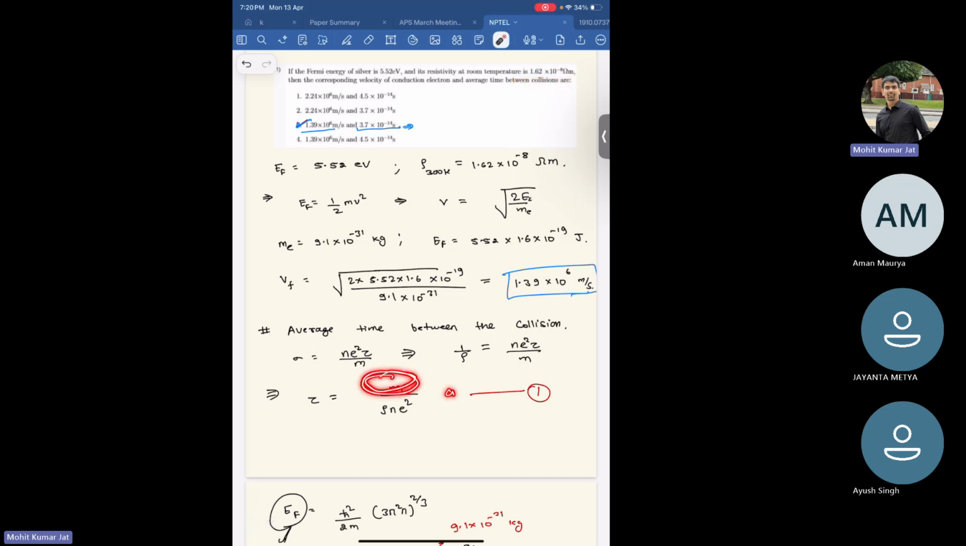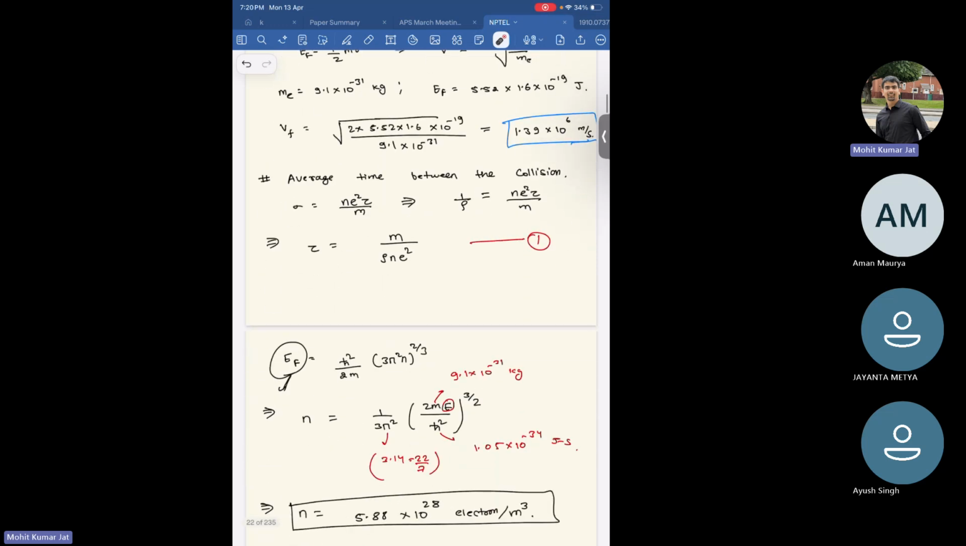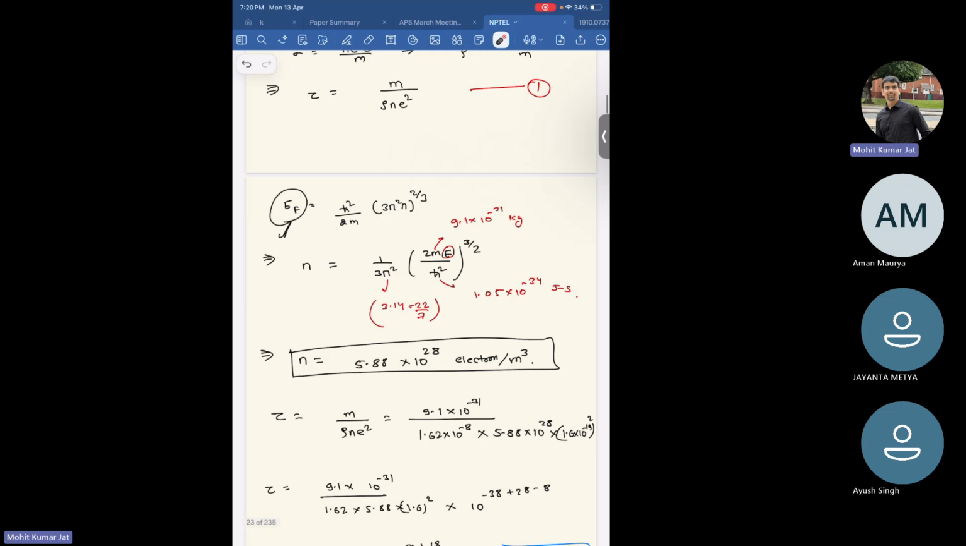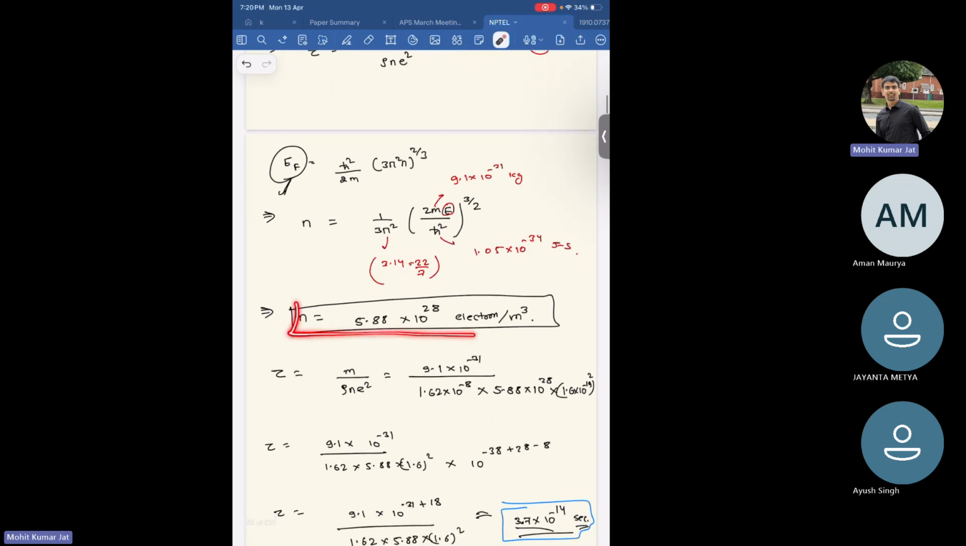Mass we know, 9.1 times 10 power minus 31 kg for a free electron. Carrier density, since it's silver, we can back calculate. So EF is given. EF is actually h bar square by 2m, 3 pi square n to the power 2 by 3. EF is given, h bar we know, m we know, pi is constant, n can be back calculated. That's what we did here.